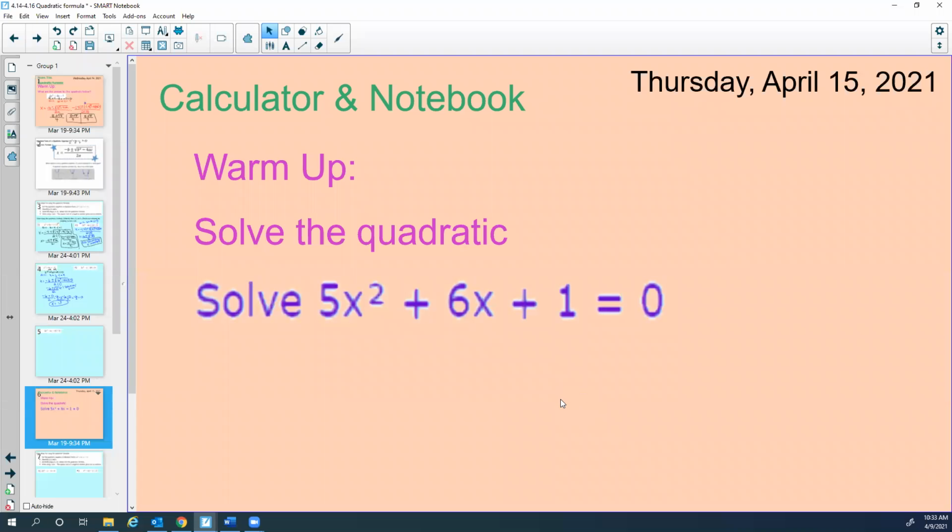All right, guys, so this is day 2 of quadratic formula. Continue where you left off yesterday. Go ahead and try out the warm-up.